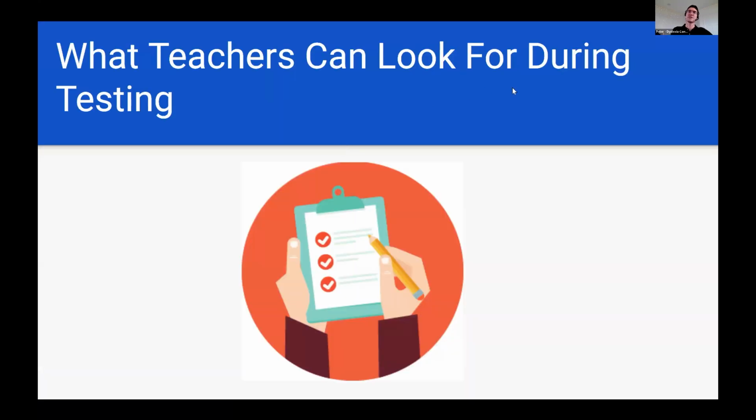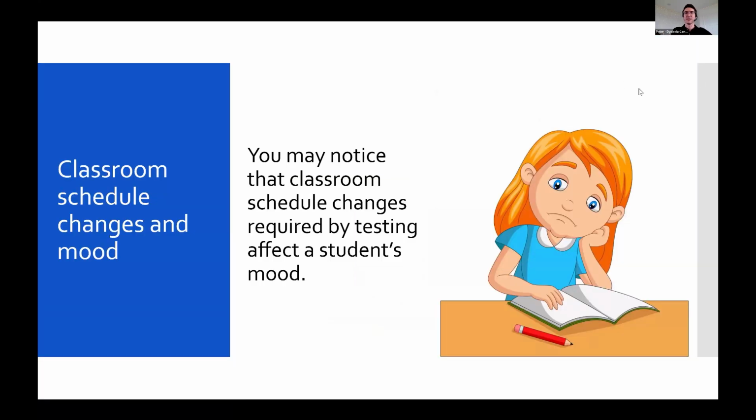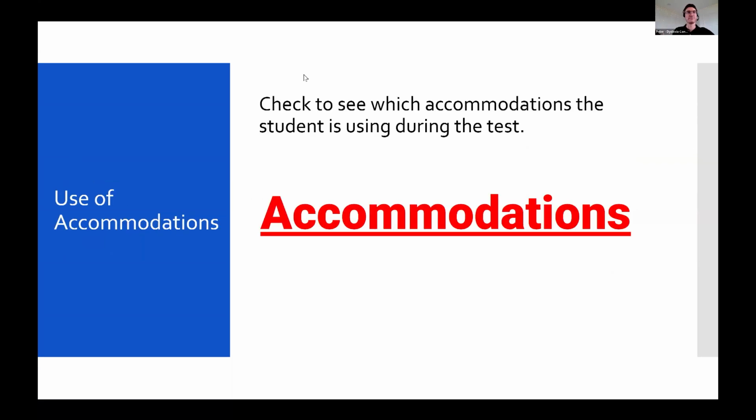So here's some things that teachers can look for during testing. First of all, classroom schedule changes and mood. You may notice that classroom schedule changes required by testing affect a student's mood. It's possible that a student will be stressed out and not really feel like they are themselves during testing day due to the change of schedule and the stress from the test. And you might notice mood differences in the students that you're working with.